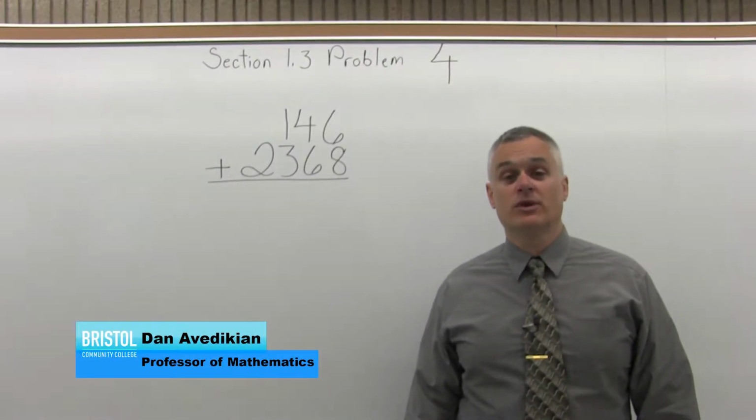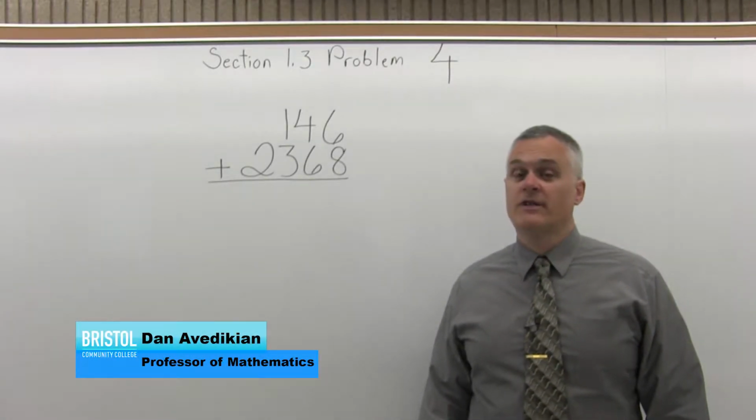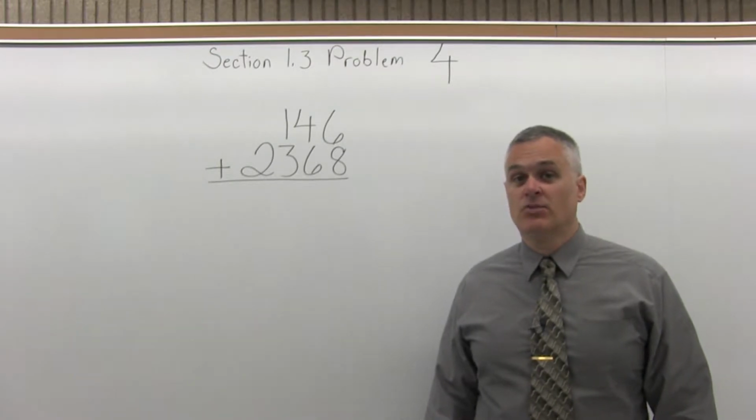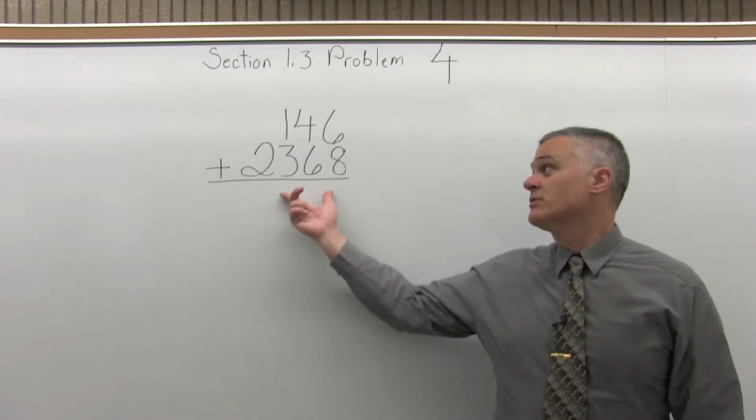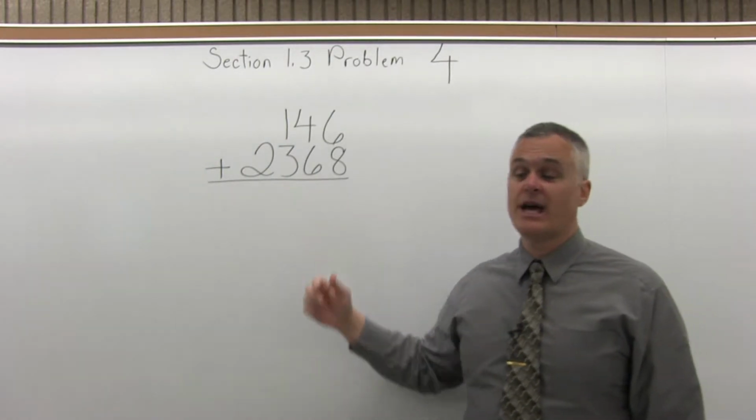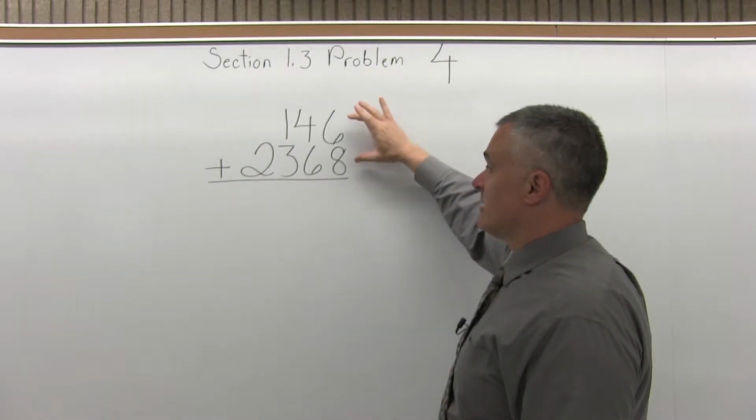This is Section 1.3, Problem 4. We have to add 146 plus 2,368. This problem is written vertically. It's ready to go. So we'll just add the columns starting from the far right.